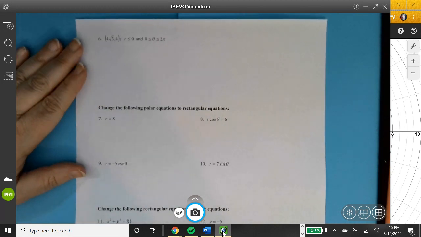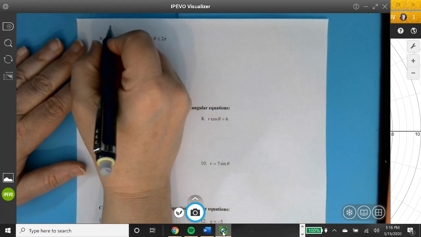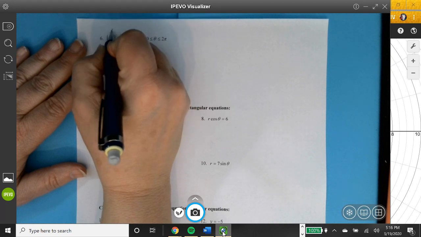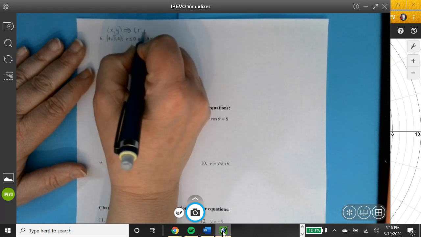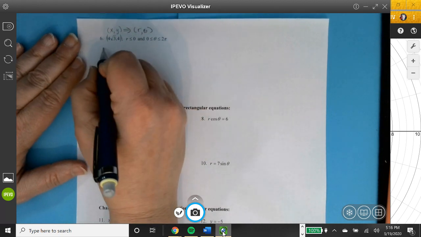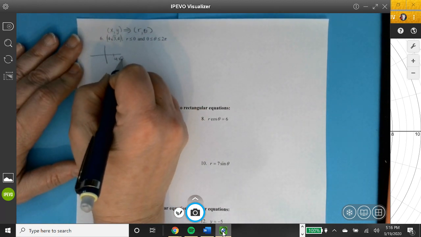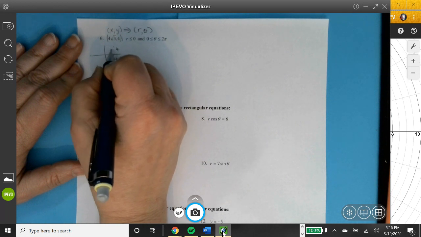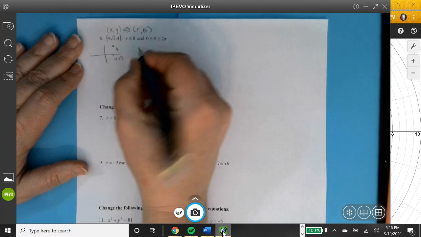Okay, let's do another one. This is number 6, where we're going to change this from XY to polar mode, so we're going to r theta. So the first thing I do is plot to see where I am. Well, this is 4 root 3 up 4. So we're in quadrant 1, and let's figure out what r is.